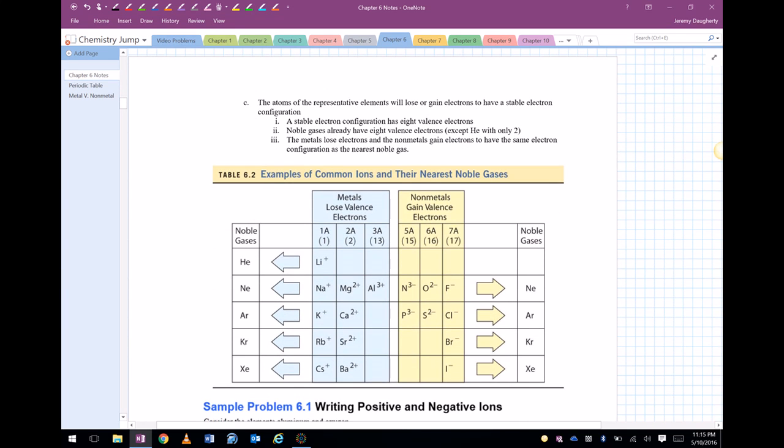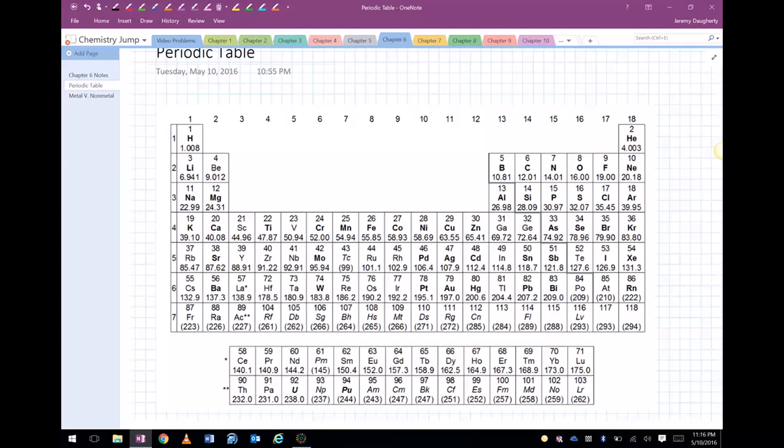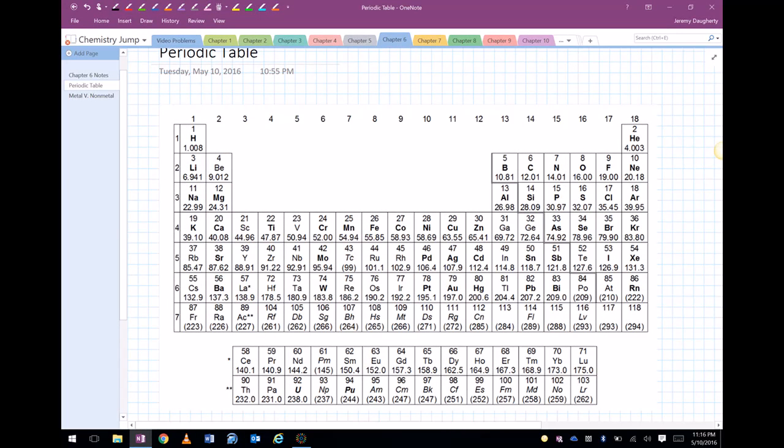So these atoms will lose or gain a predictable number of electrons. Generally, whatever it takes to have that stable electron configuration. Remember, large atoms lose electrons, small atoms gain electrons, and it's all because of Coulomb's law, Coulomb's force of attraction. They do that in order to have that stable electron configuration. So let's look at a periodic table here real quick. Let me blow this up. There we go. Let's just do lithium as an example.